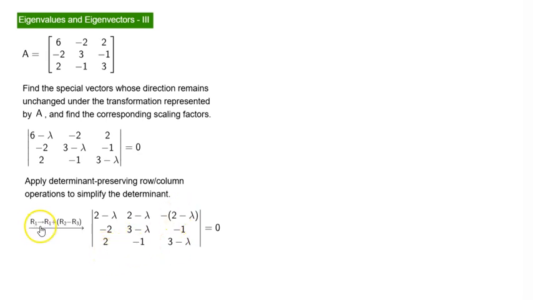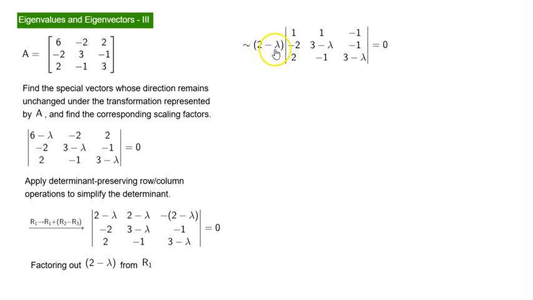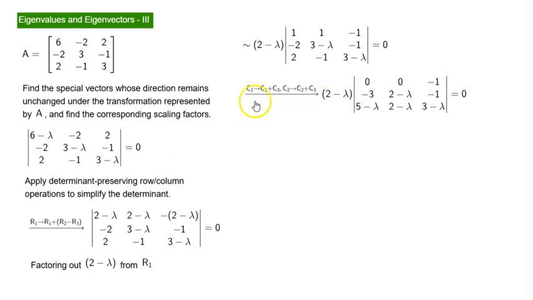So when we replace R1 with R1 plus R2 minus R3, we get 2 minus lambda, 2 minus lambda, 2 minus lambda in the first row. So we factor it out. We get 2 minus lambda times the determinant equal to 0. Now we carry out some column operations. C1 replaced with C1 plus C3, C2 replaced with C2 plus C3. And we get this determinant equal to 0 times the 2 minus lambda.